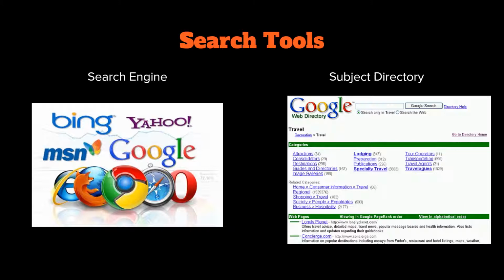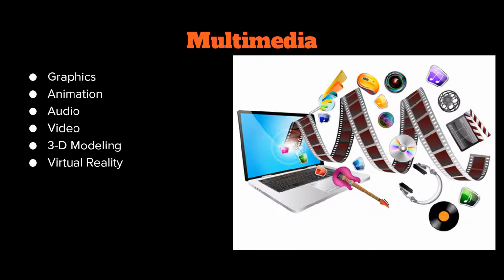Search engines such as Bing, Yahoo, MSN, and Google are specific web pages that allow you to search keywords. A subject directory is a type of search tool that allows users to navigate to areas of interest without having to enter keywords. Web pages contain more than just formatted text and hyperlinks.